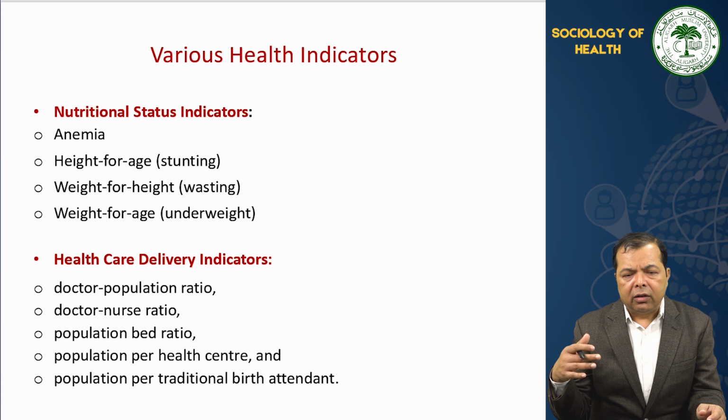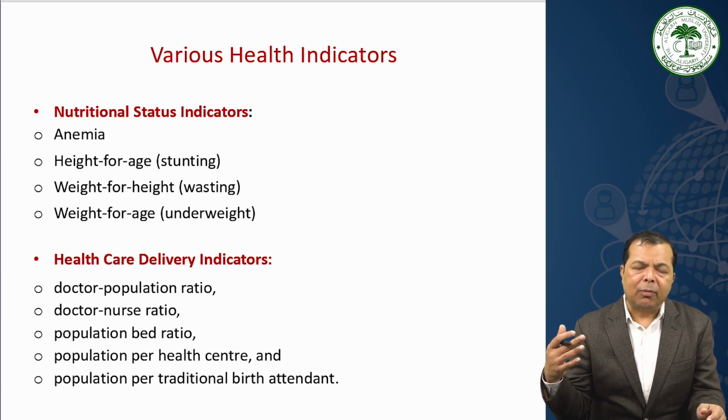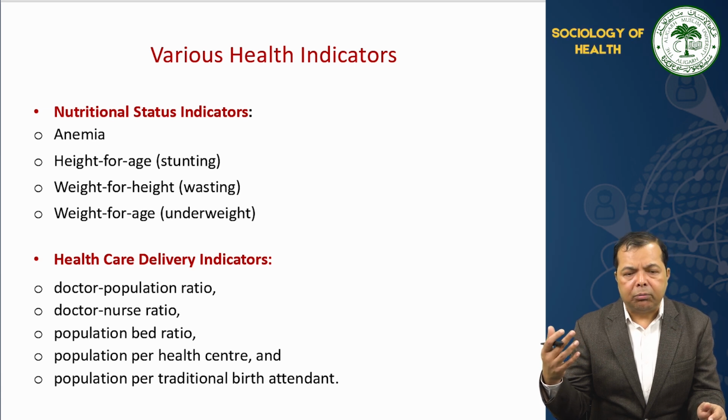Just like that, the doctor and nurse ratio, because very often we have doctors but we do not have the paramedical staff, and we all know that for healthcare the nursing or paramedical staff are equally important, right? Then population bed ratio, where people will become sick, they will need to go to the hospital.